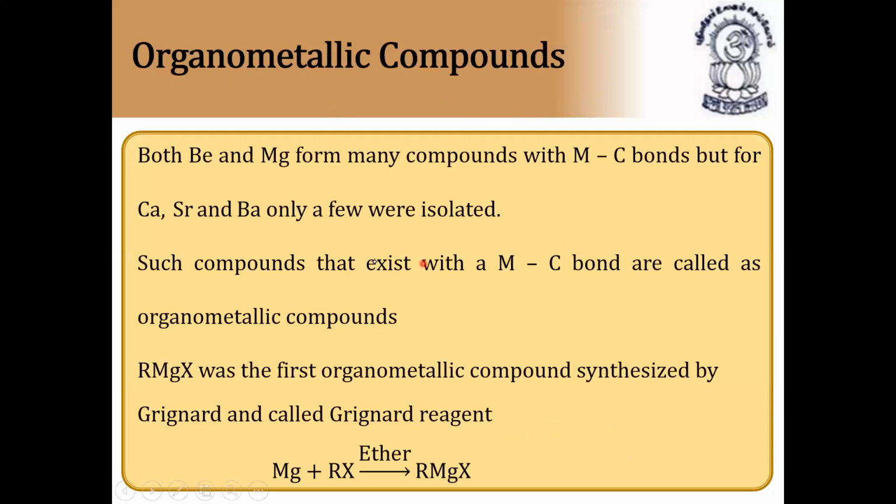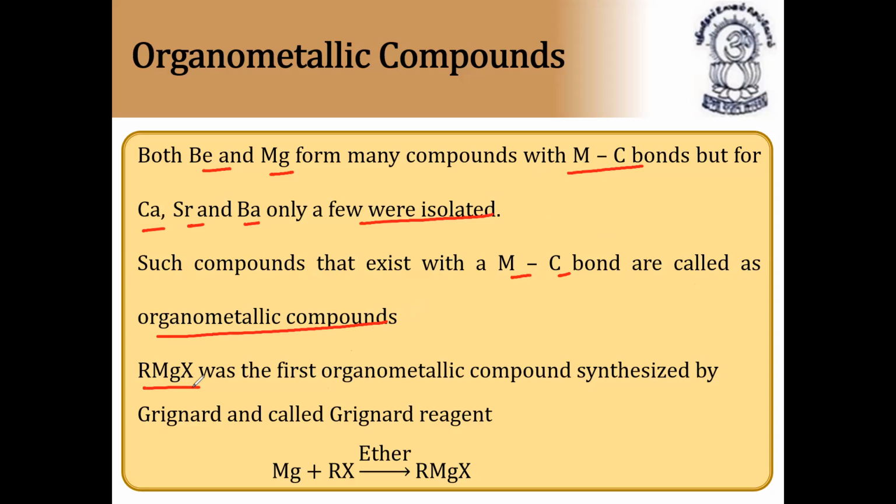Next, continuation: organometallic compounds. This is also a very important topic. Only beryllium and magnesium form many compounds with M-C bonds, but for calcium, strontium, and barium, only a few are isolated. Such compounds that contain an M-C bond, where M is the metal and C is carbon, are called organometallic compounds.